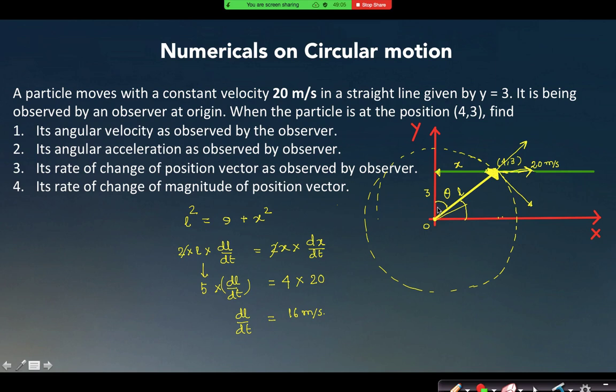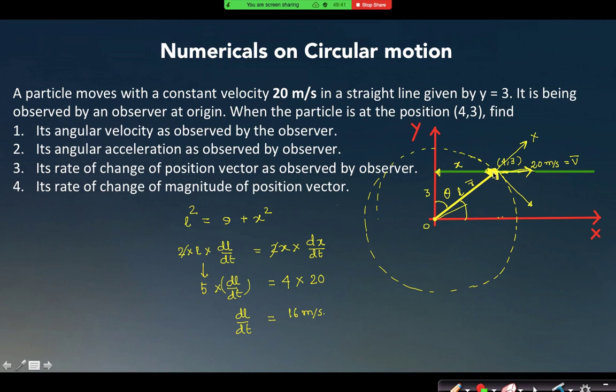Have you got what I am trying to say? This is the original velocity of the particle. But if you take the two components of the velocity, one is along this r vector, another is perpendicular to r vector. Initially we studied circular motion where this component was absent. Why was this component absent in a circular motion? Can you tell me? Yes, because the radius was constant.